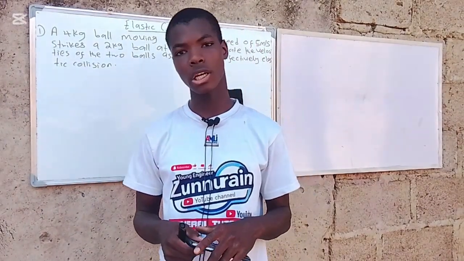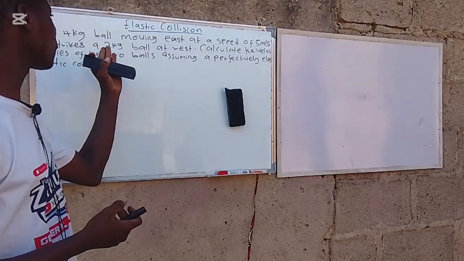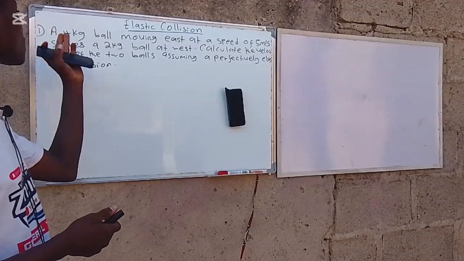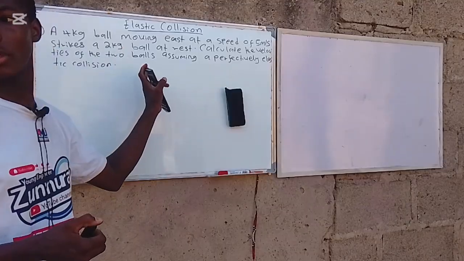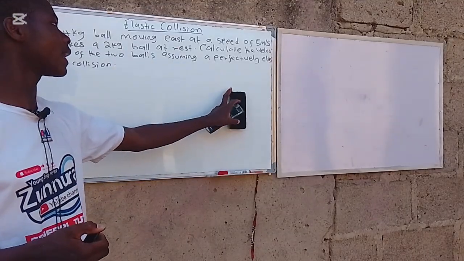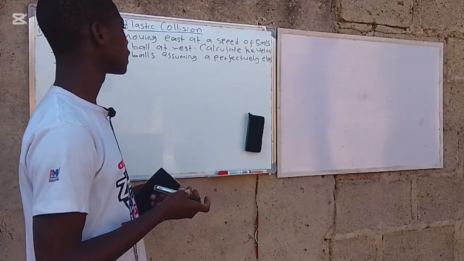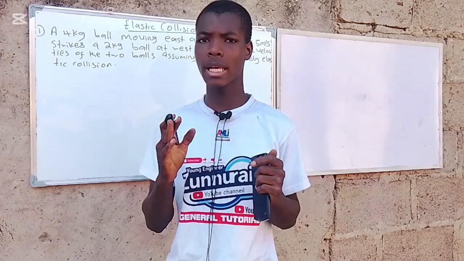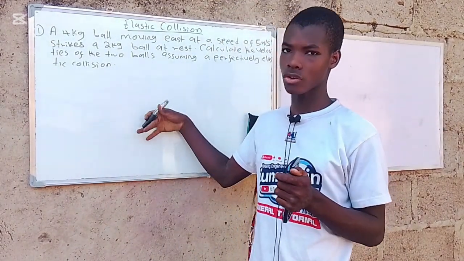Hello, good day viewers. In this tutorial we are going to see the elastic collision. We are given a question which says that a 4 kilogram ball moving east at a speed of 5 meters per second strikes a 2 kilogram ball at rest. Calculate the velocity of the two balls, assuming a perfectly elastic collision. You have to first understand that in elastic collision, momentum and kinetic energy are conserved.